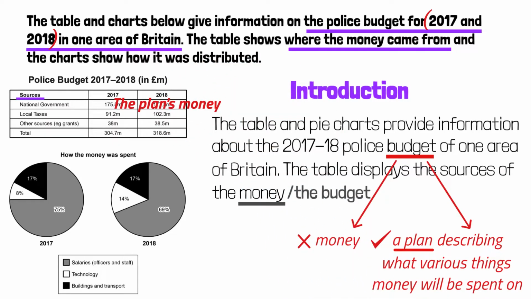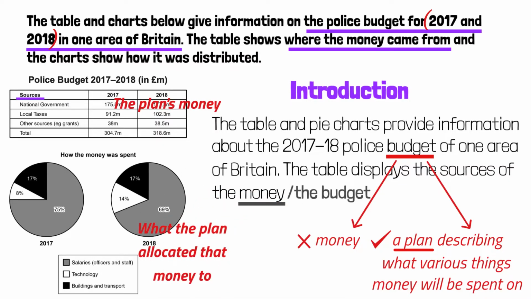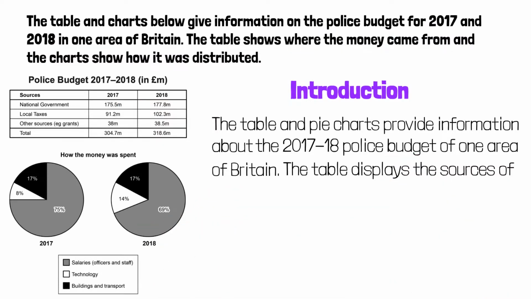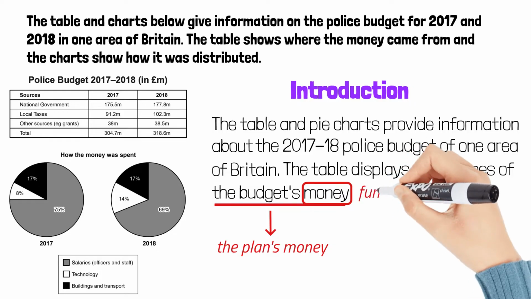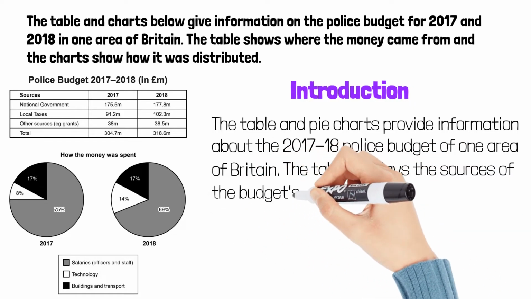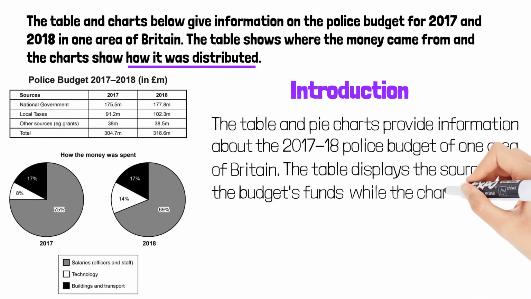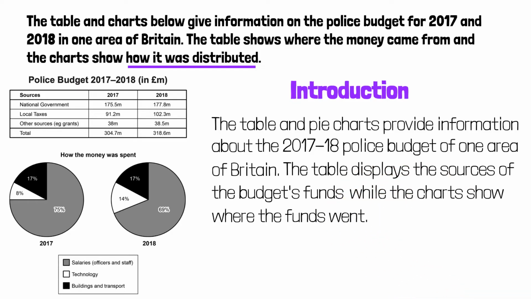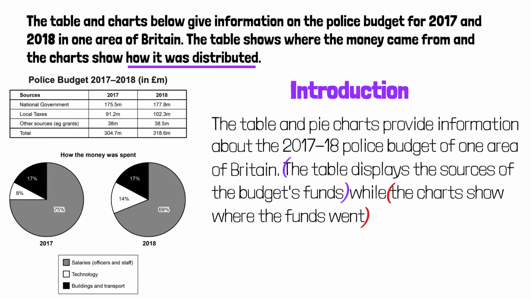This is what the table is about. And the pie charts show what the plan allocated that money to. So here, what we want to say is the budget's money, meaning the plan's money. But we want to replace money, right? We can say the budget's funds, the sources of the budget's funds. In terms of how it was distributed, we can instead say where the funds went. As you can see, by keeping both clauses short, we made the contrast between the table and the pie chart clear. The whole sentence also flows smoothly.